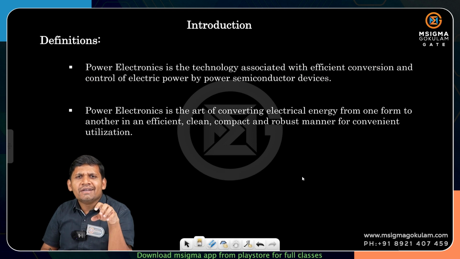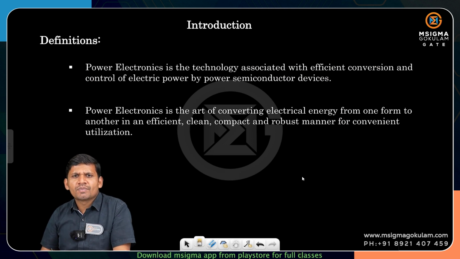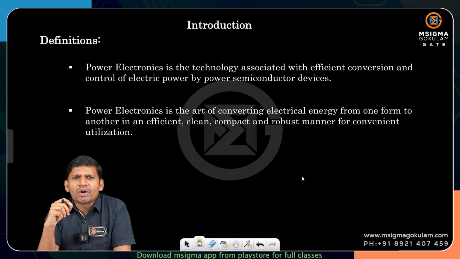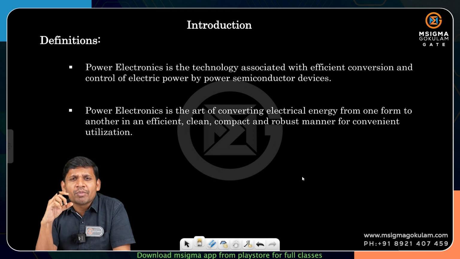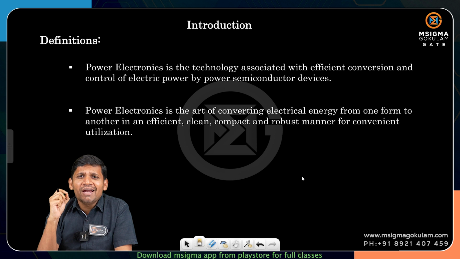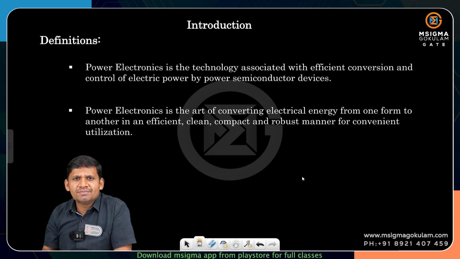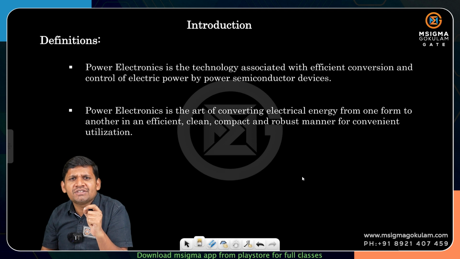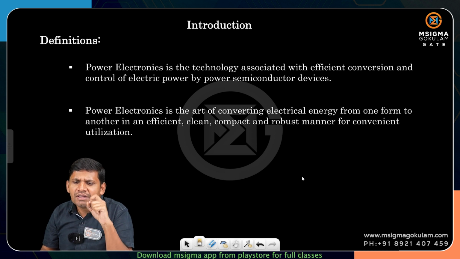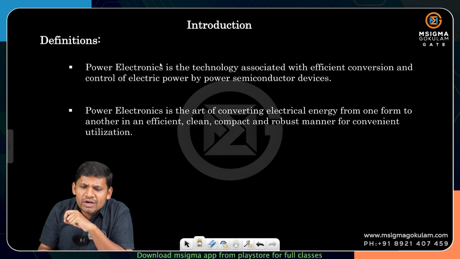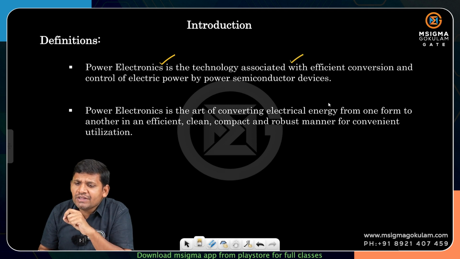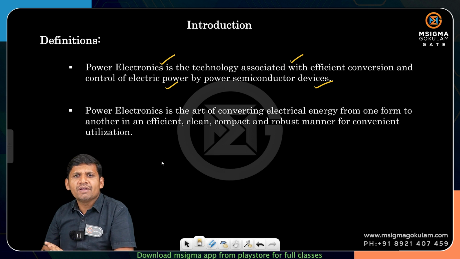Now I am giving the definition of power electronics, students. One of the important definitions of power electronics that you have to concentrate on. Here I am giving the exact definition. Power electronics is the technology associated with efficient conversion and control of electrical power by using power semiconductor devices. That is one of the important and exact definitions of power electronics that I gave, students.